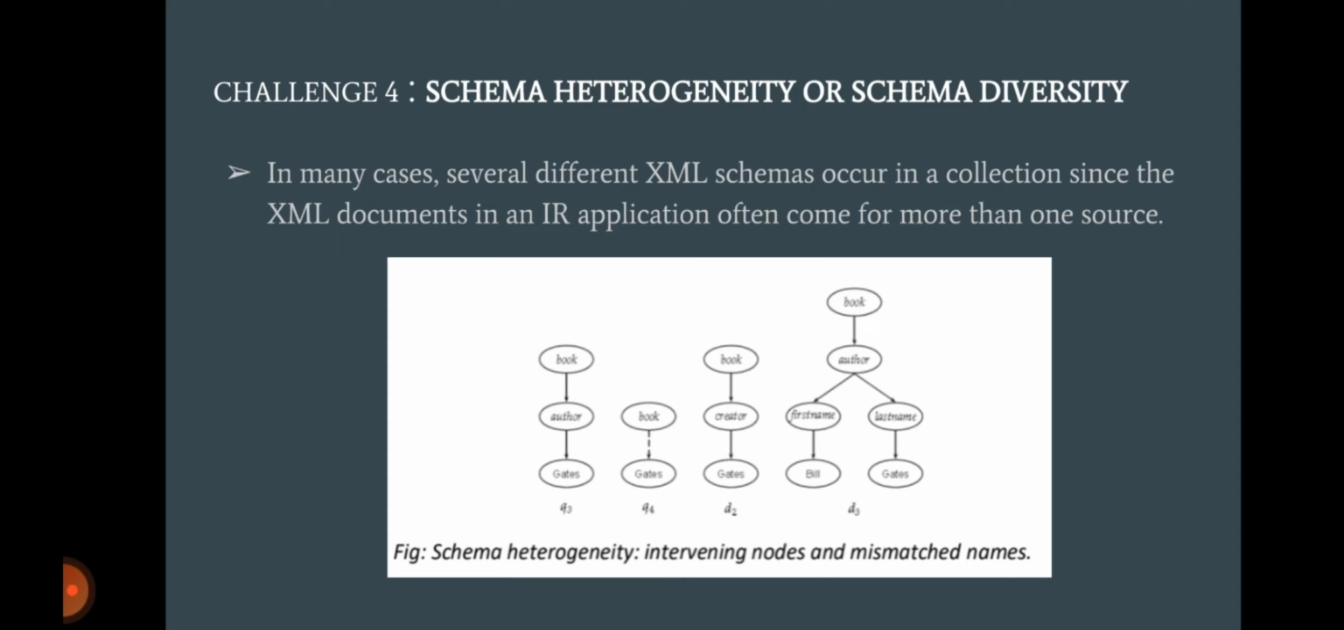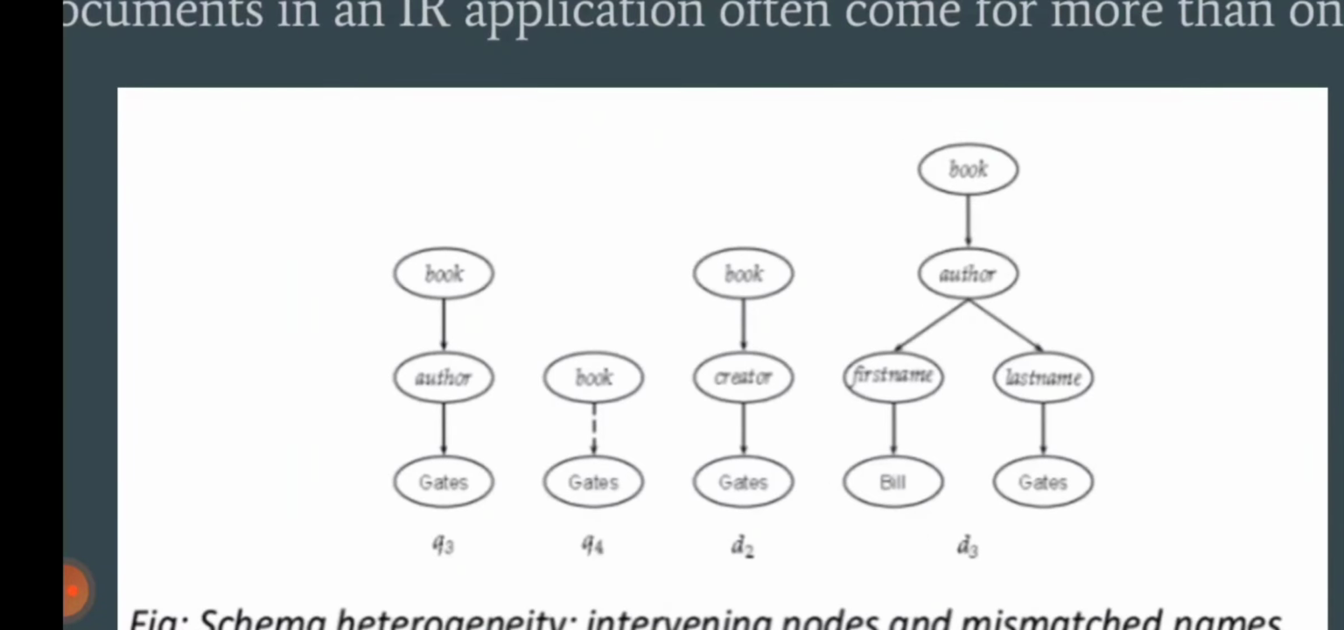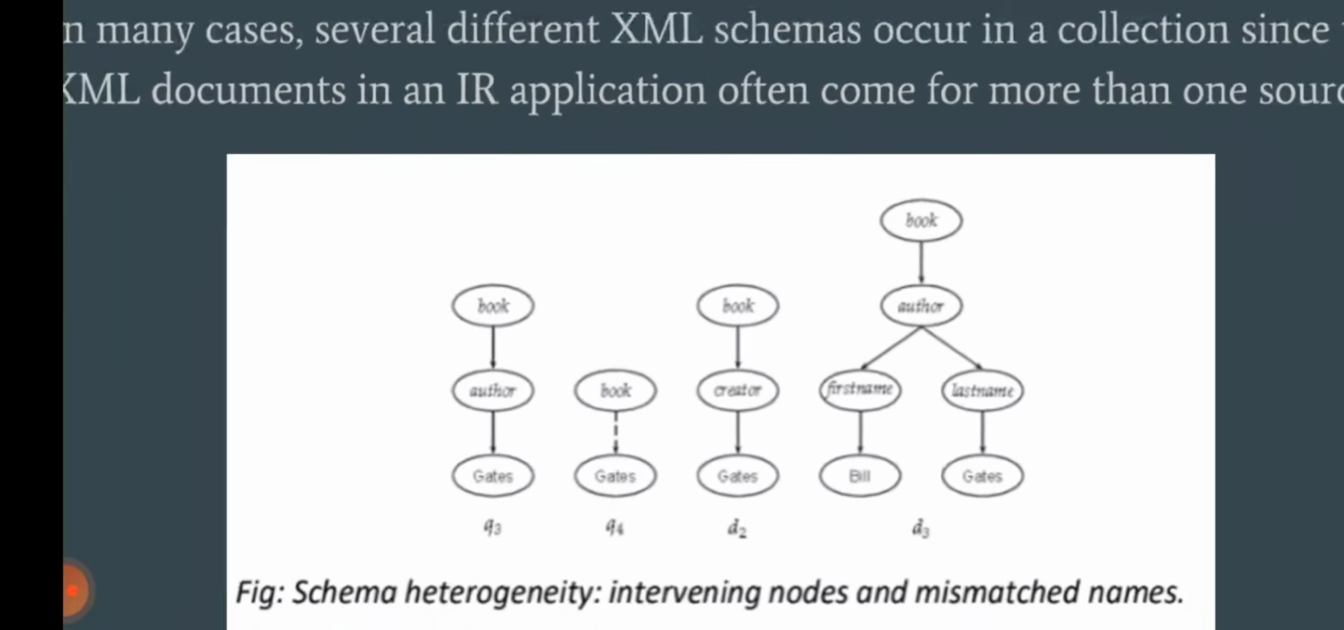Another challenge is schema heterogeneity or schema diversity. This is a phenomenon in which several different XML schemas occur in a collection, since the XML documents in an IR application often come from more than one source. Here in this figure, we can see comparable elements may have different names, like creator in D2 and author in D3.